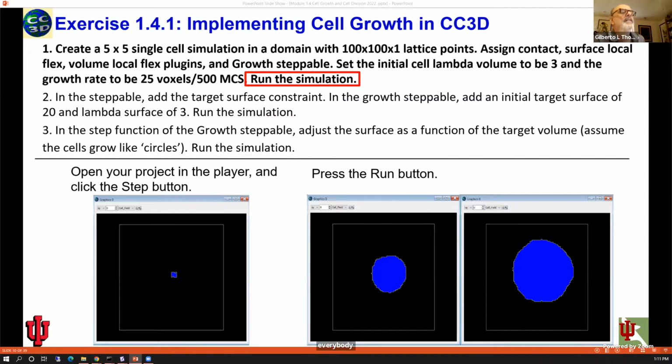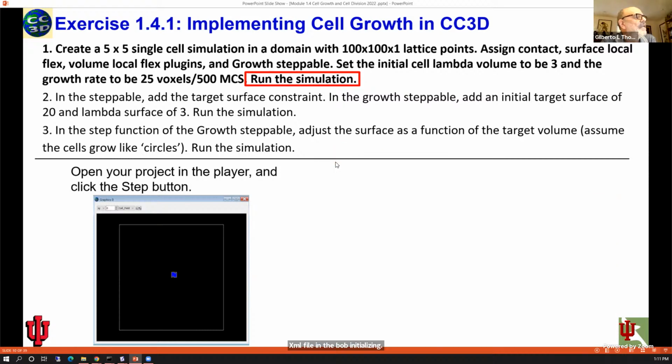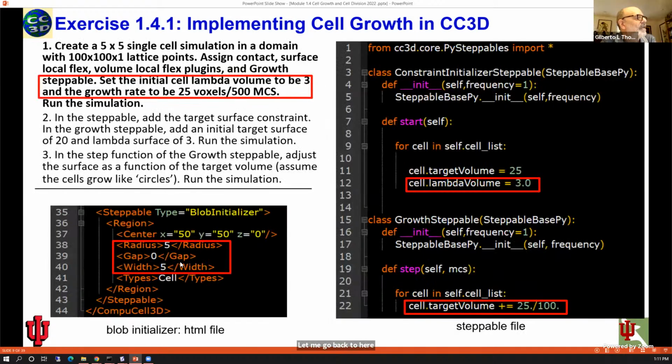Everybody finish this one? I must have done something wrong. I don't have it. No? What's the problem? I have multiple cells. Multiple cells? Then maybe you didn't change it in the XML file in the blob initializer. Let me go back here. Here, you have to put 5 and 5. The radius must accommodate only one cell.